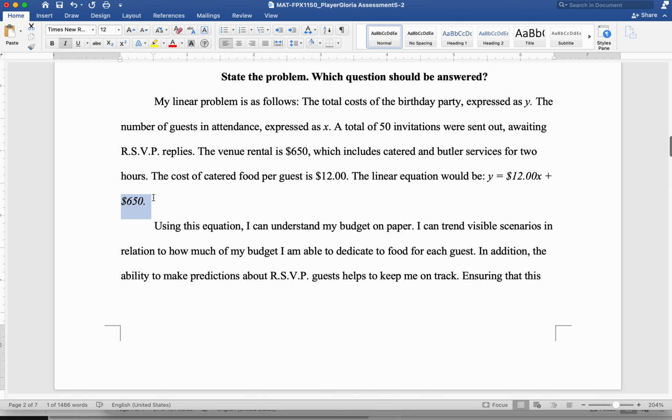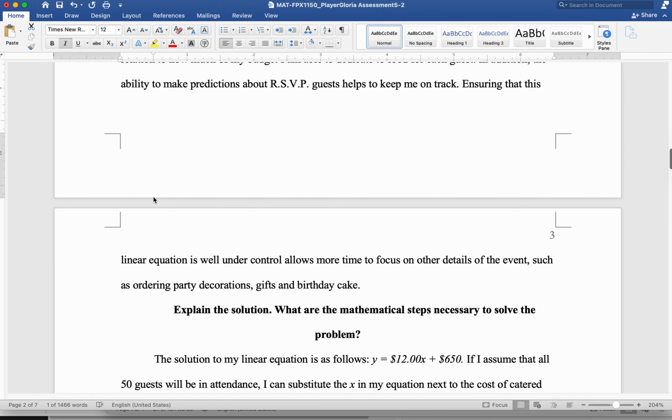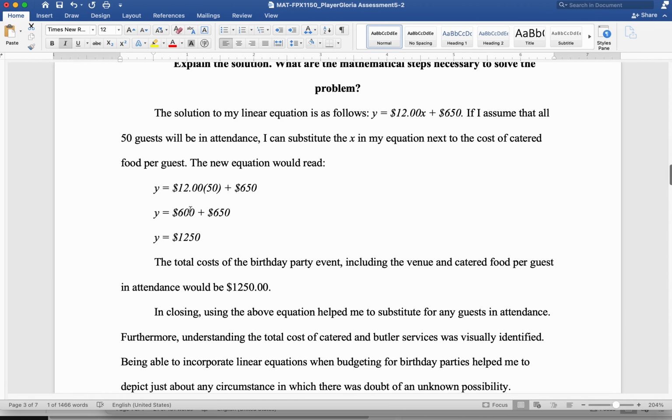And this is correct math notation. It's got the equation, and I could substitute any number for X and I would know exactly how much this party is going to cost me. Once you create that equation, then you want to explain it and you want to actually solve it for something. And so in this case, they plugged in 50. And so the total cost of this party was $1,250.